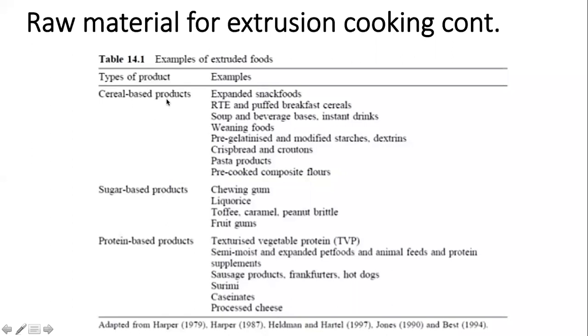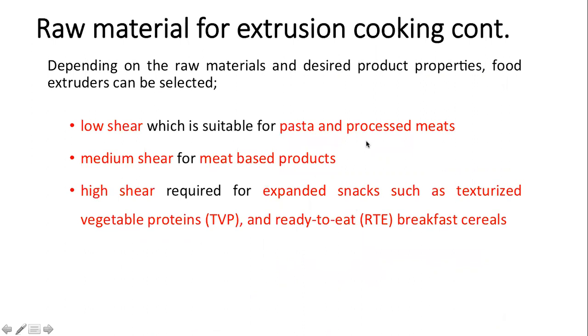Here you can see some examples: cereal based extruded food products, pasta, expanded snacks and sugar based chewing gum, protein based PVP. There are examples too, you can read and understand. Each of these is an extruded food product made using different raw materials. There are some technical details: basically we use low shear extruders for pasta, medium shear for meat based products, and high shear for expanded products. For expanded products, our pressure and shear should be high.